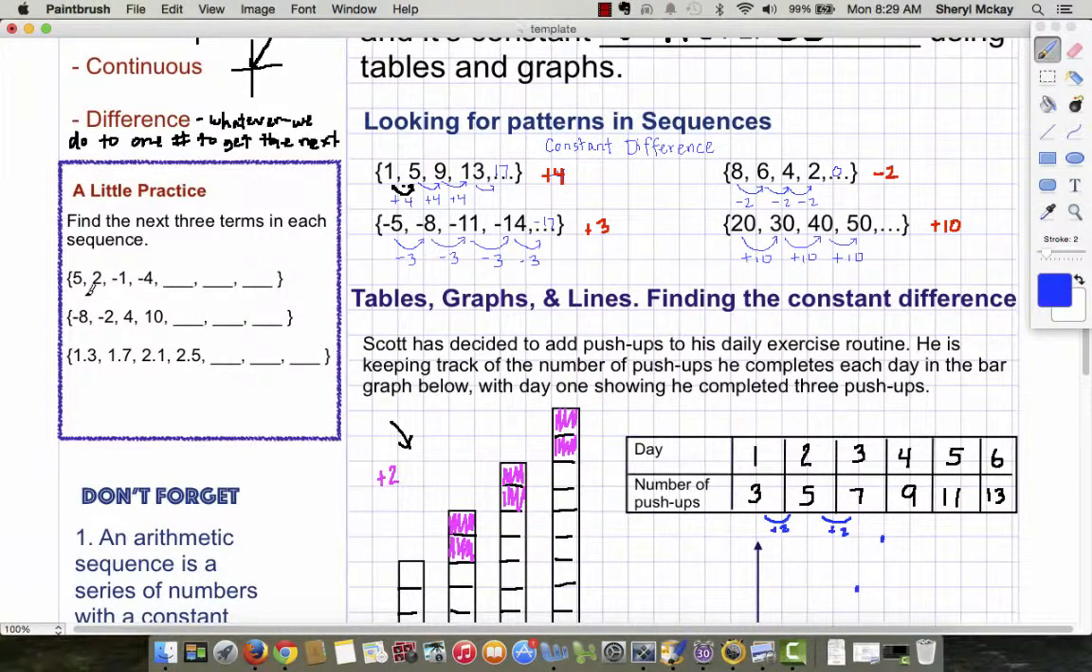And hopefully what you saw was that from 5 to 2, you subtracted 3. And from 2 to -1, you subtracted 3. And from -1 to -4, you subtracted 3, so your next 3 terms were -7, -10, and -13. Try the next one.